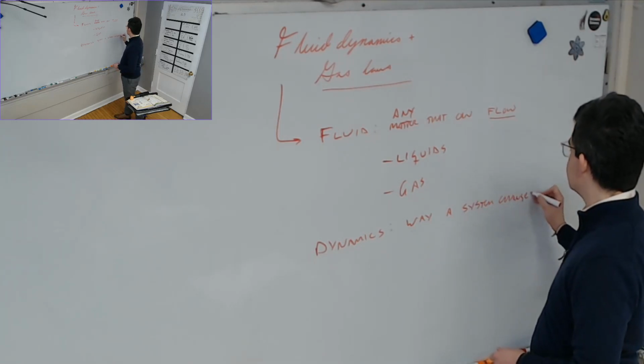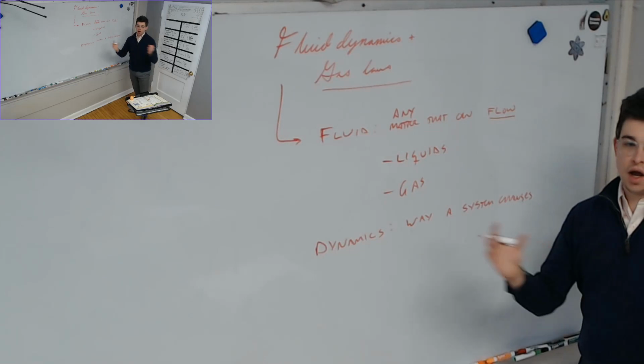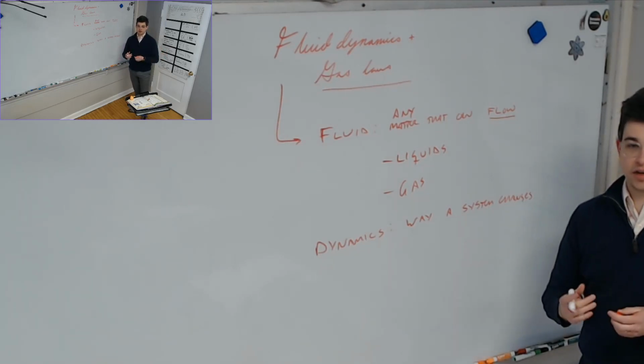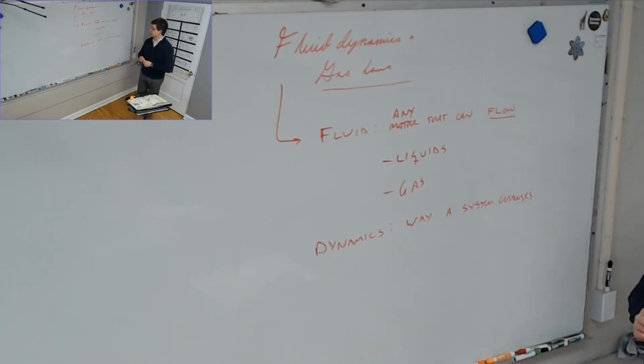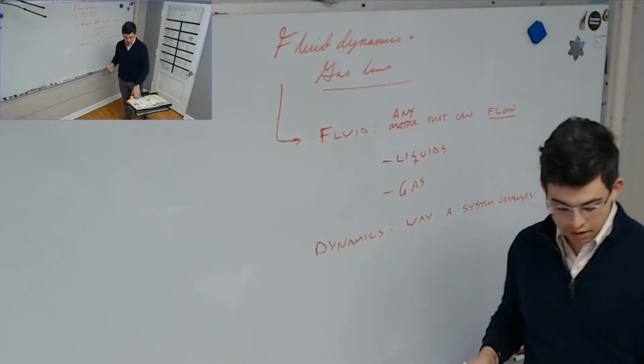And remember from our CCCs that a system is just any group of what we normally call objects that are interacting together. So the way a system changes. So we're talking about the way fluids, gases and liquids, can change.